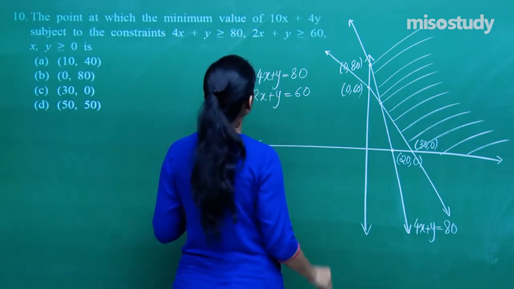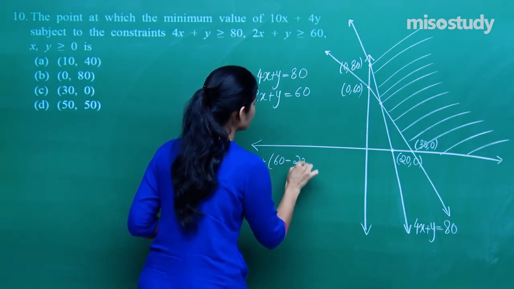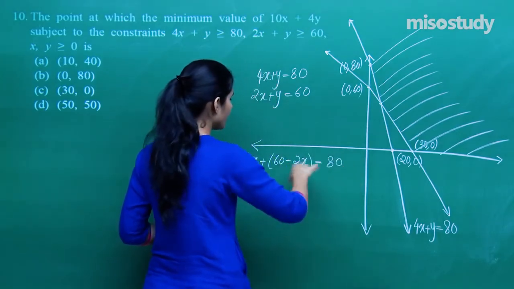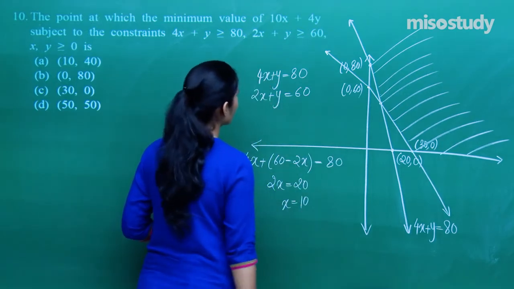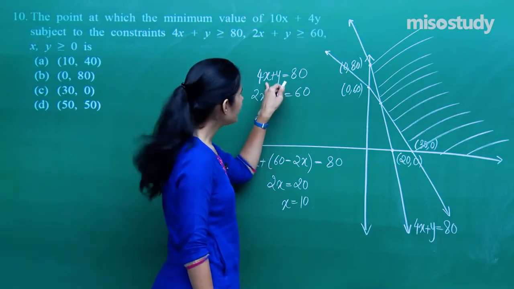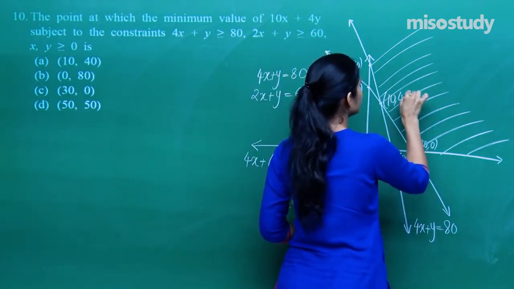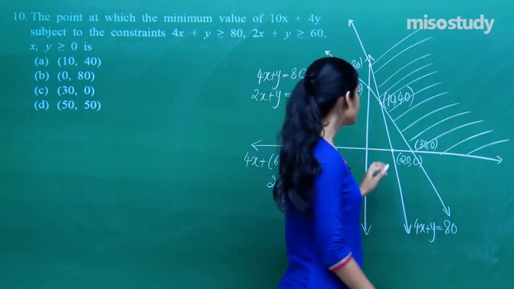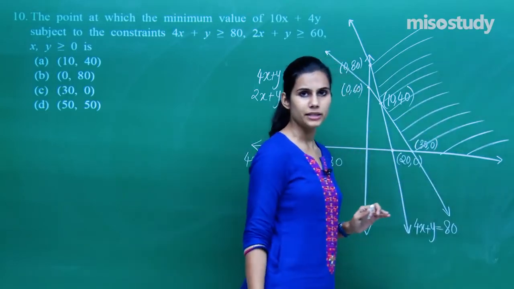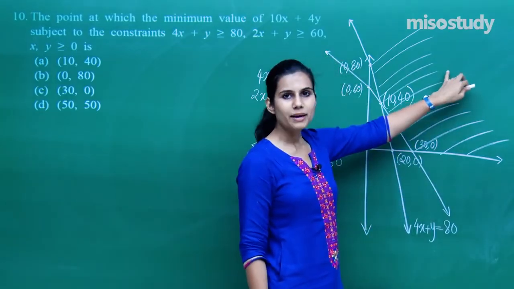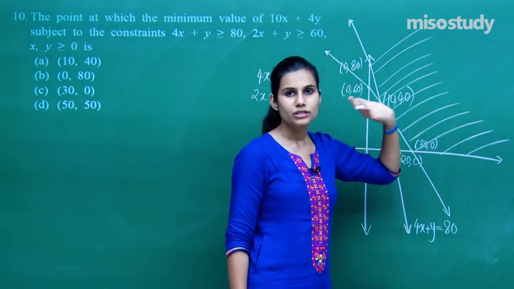Right. After this you know that y can be written as 60 minus 2x. So 60 minus 2x plus 4x equals 80. Now 80 minus 60 gives you 20, so 2x equals 20, x equals 10. When you put x equals 10, you get 40 plus y equals 80, so y comes out to be 40. This point is 10, 40. If it was a maximum value question, that cannot be determined, because it's an unbounded region. As far as you go, the value of z keeps on increasing. But the question is about the minimum value.